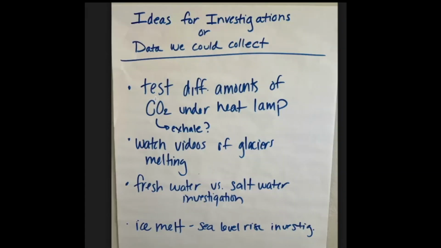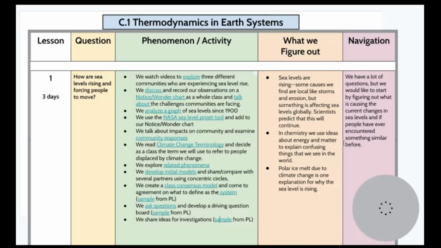They talked about how we could test different amounts of carbon dioxide under a heat lamp. Could we do this? We can exhale into a bottle. Well, actually, this is going to happen in lesson 3, not exhaling, but with Alka-Seltzer tablets. We can watch videos. This happens. Often you will find what students suggest actually does happen in the unit. Now, you don't have to do them just because it's on the list. What we're doing is showing that their ideas are the same ideas that scientists have. It's the same process that scientists go through to help figuring out how to explain an anchoring phenomenon.